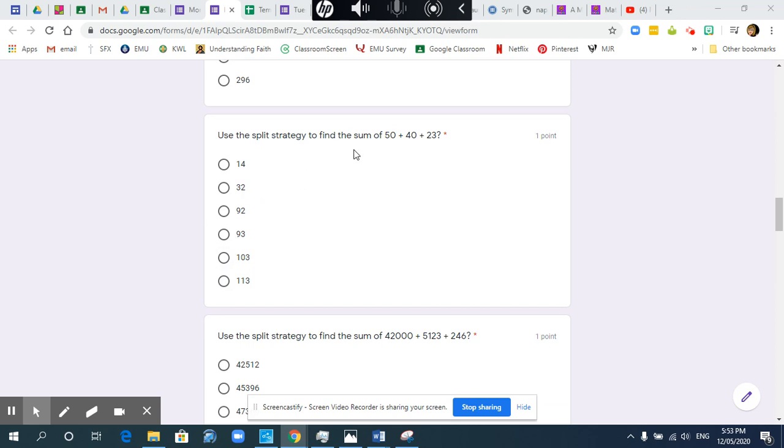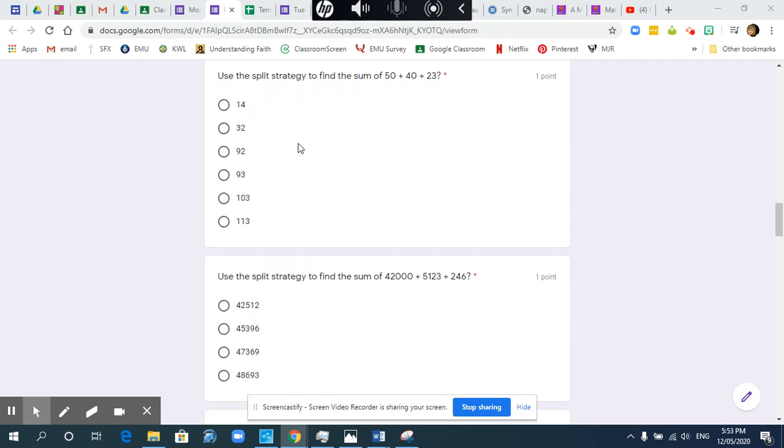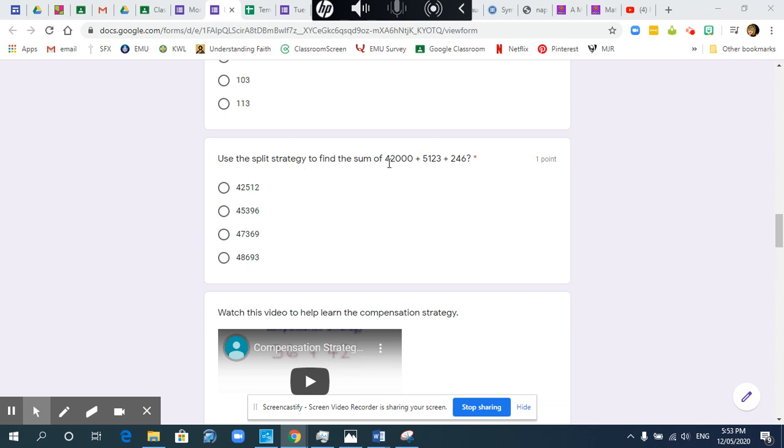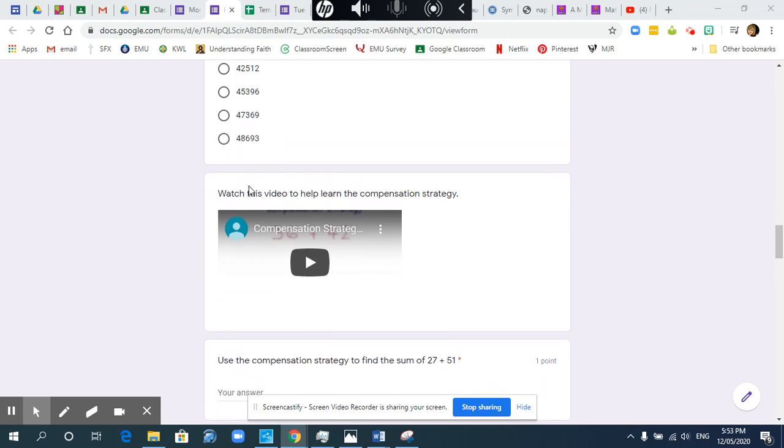Use the split strategy to find the sum of 50 plus 40 plus 23. Eliminate the ones that just are not correct to find the right answer, but use that split strategy to do it. Use the split strategy to find the sum of 42,000 plus 5,123 plus 246. The answer will be here. Remember, you can use paper and pencil to figure out your answers before you have a go at it. So the correct answer is one of these multiple choice questions.